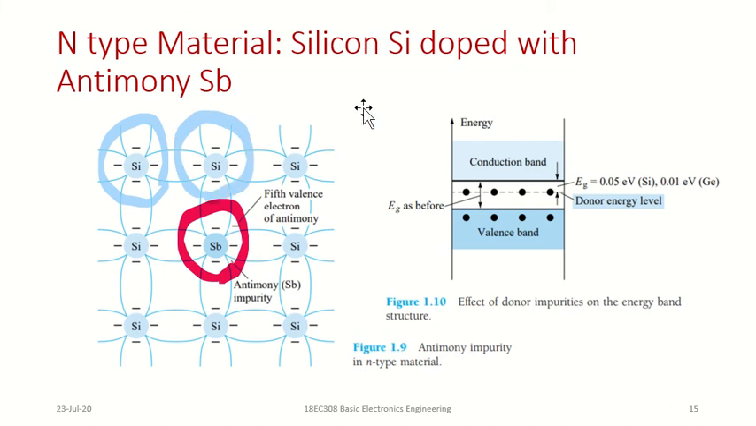We know antimony is a pentavalent impurity. Pentavalent means how many electrons are in the outermost shell? Five electrons are there. If you take silicon, four electrons are there. The outermost shell can have 8 electrons. So four of antimony's electrons form bonds with the nearby silicon atoms, but the fifth valence electron is free. That electron is called a free electron.